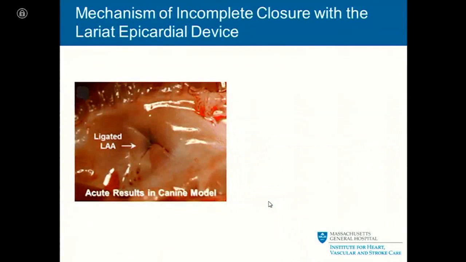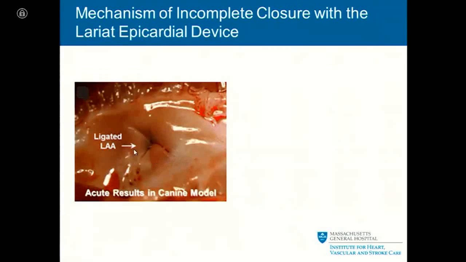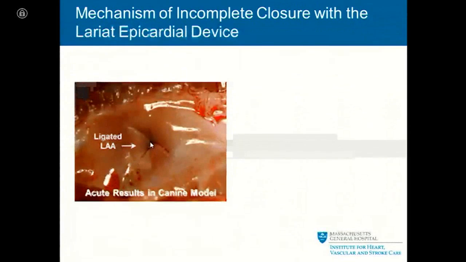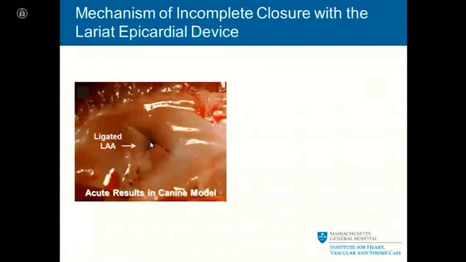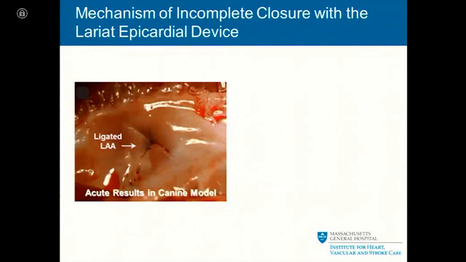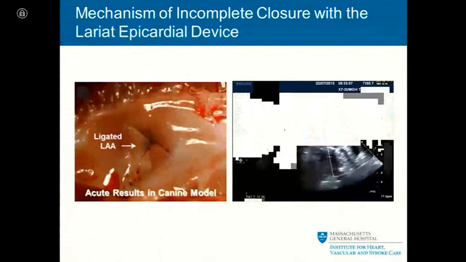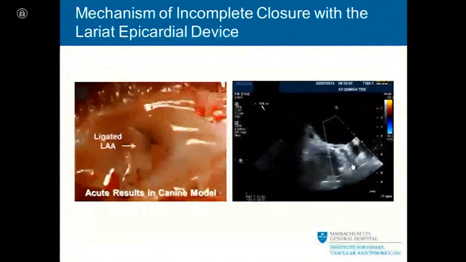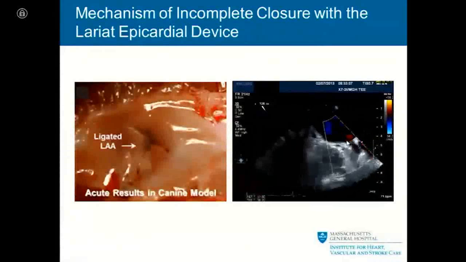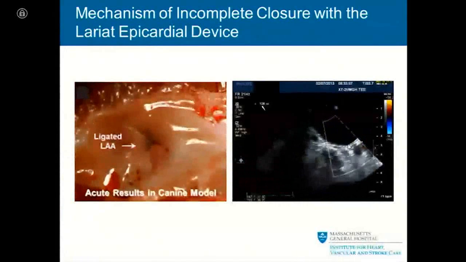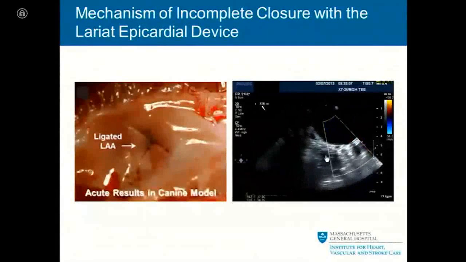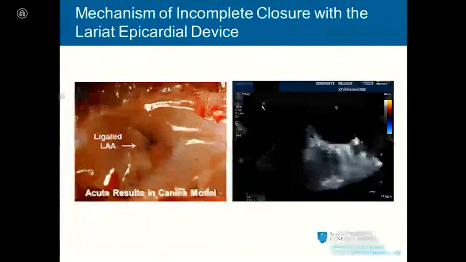The mechanism of incomplete closure with lariat epicardial device is illustrated in this slide. This is in a dog after closure, and you can see the central portion where all the tissue is crunched together. This is probably where the leaks occur with this device. So you have all the tissue that's been squeezed together in the center. Here's a TEE showing a leak with lariat device, and you see it over here. So the leak with this device is central compared to the Watchman device where it is at the edge of the device.